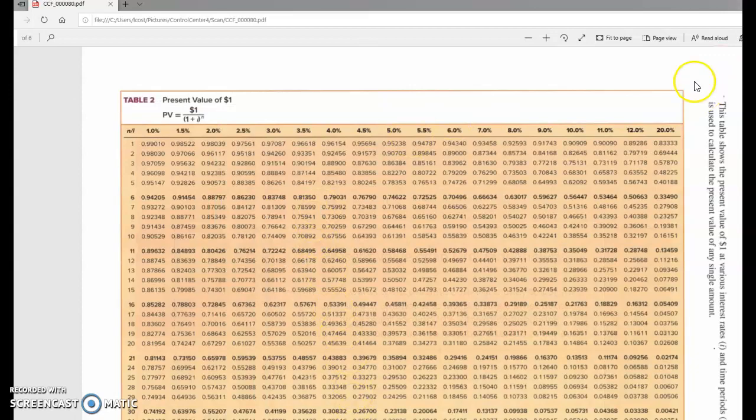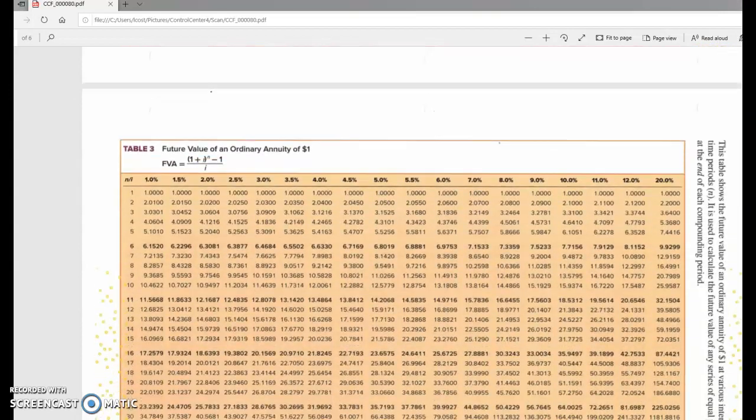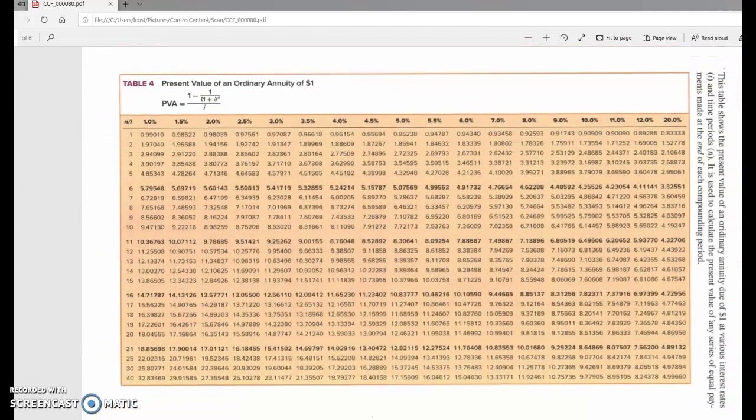That's Table 2. Flip to Table 4. Present value of an ordinary annuity. Run down the left column to 3 and follow it over till you find 10%. And you get a factor of 2.48685. Multiply that factor times $10,000 and you get $24,868 rounded.